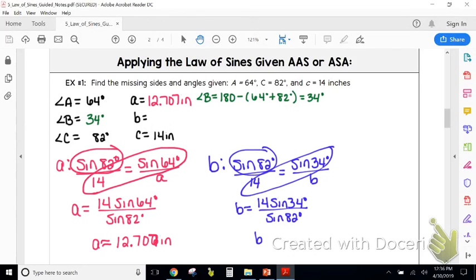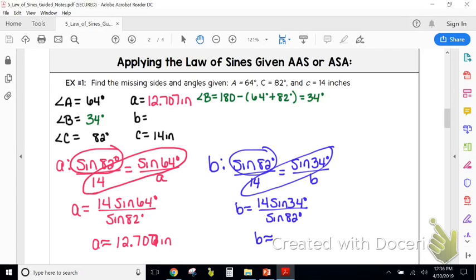Could you, instead of doing sine 82 over 14, do sine 64 over 12.707? I could. But my problem there is if my 12.707 is wrong, then automatically B is going to be wrong. Now also, I rounded on 12.707, which means it's got a rounding error in it. And so if I use it, it's going to make this one off even more. So I prefer that you use what's given if possible.